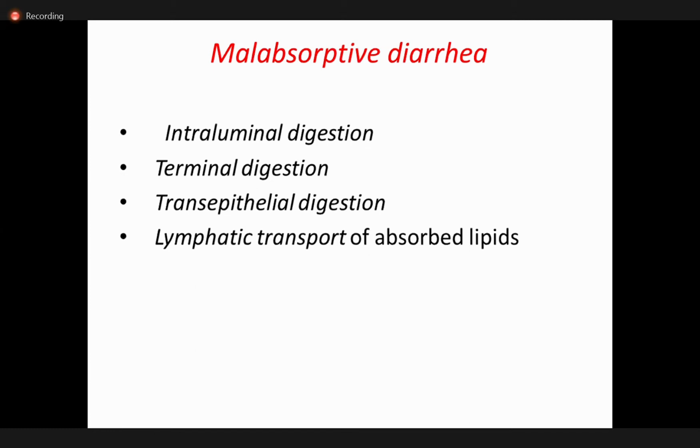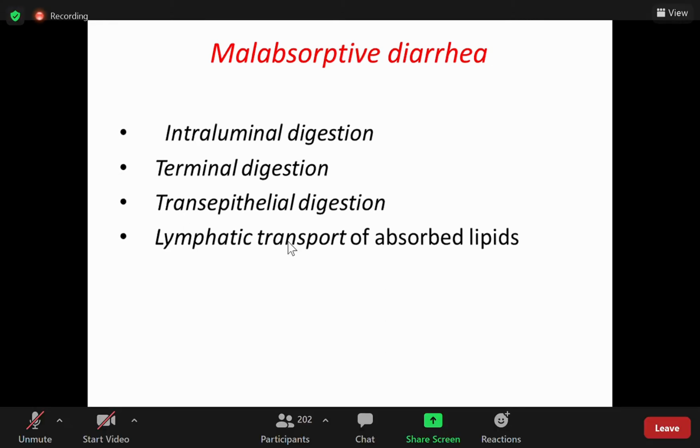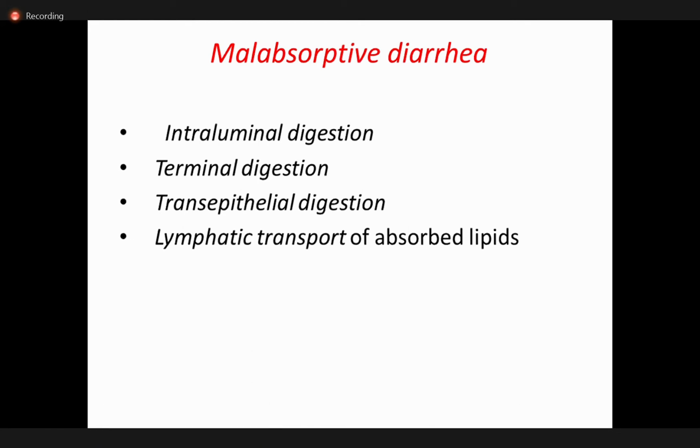What happens in case of intraluminal digestion? Usually intraluminal digestion starts from the digestion by saliva, gastric peptic digestion, small bowel digestion, and the bile salts, right? So if there is insufficient digestion at the intraluminal level, it will lead to malabsorptive diarrhea.